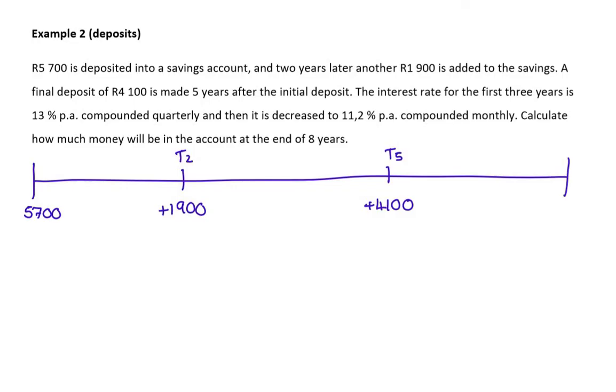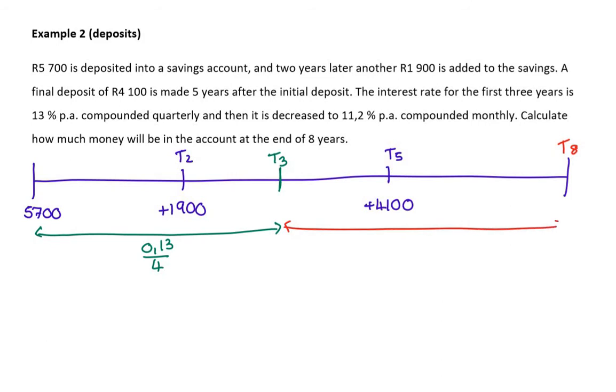If the interest rate, so now we're changing interest rates, if the interest rate for the first 3 years, so this interest rate is 13% compounded quarterly, and then it decreases to 11.2% compounded monthly, how much will be in the account after 8 years? So now I know that that is 11.2% compounded monthly.